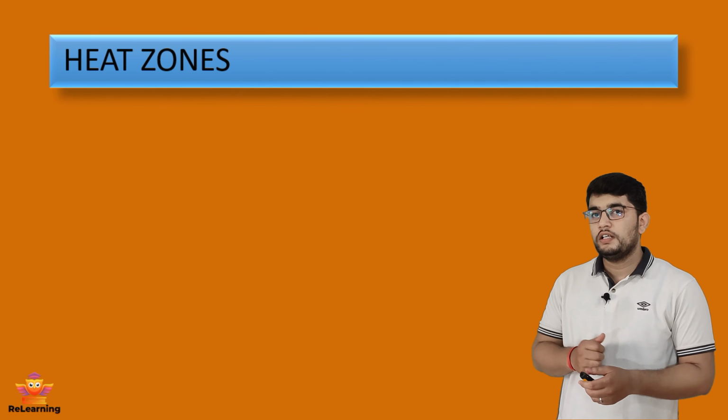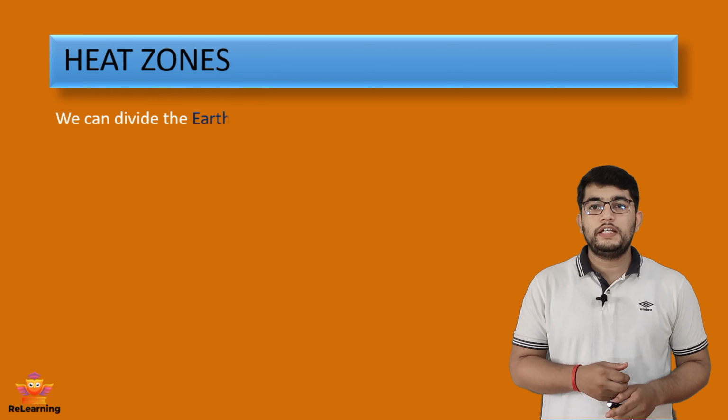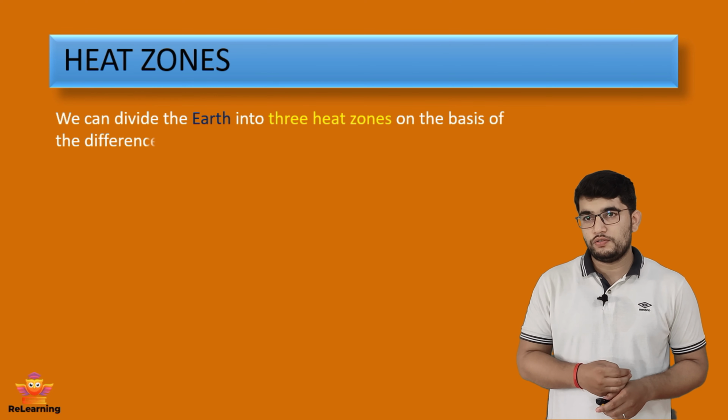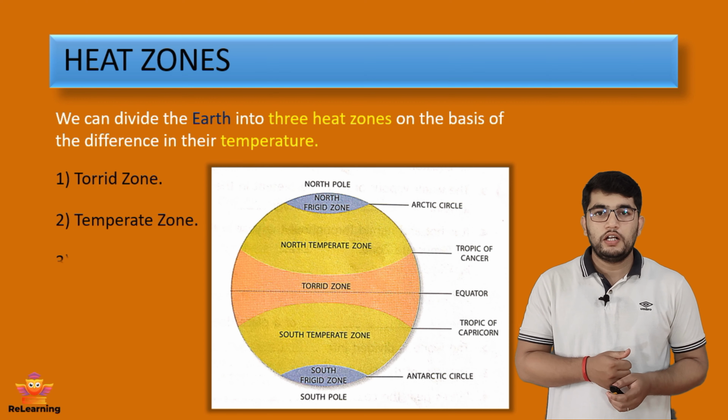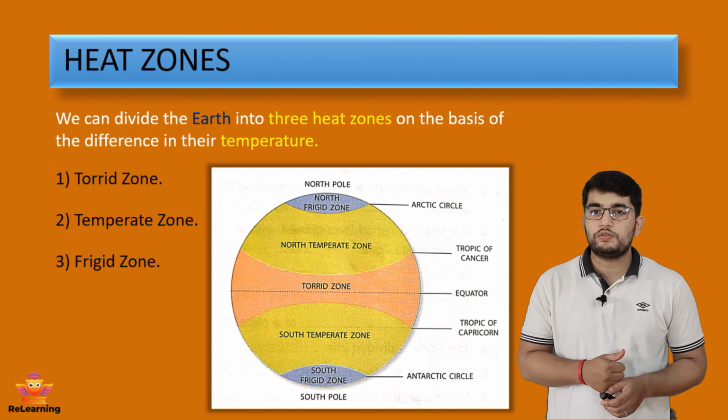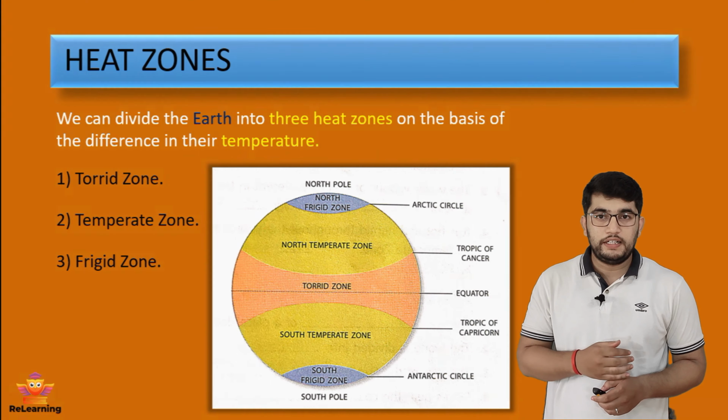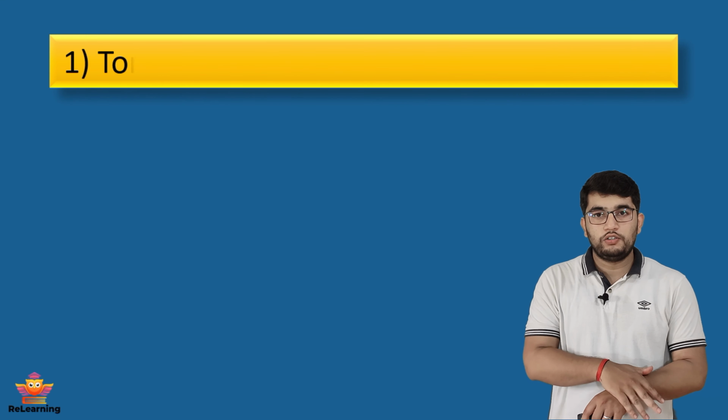Let's see the next one, heat zones. We can divide the earth into 3 heat zones on the basis of the difference in their temperature. First one, Torrid Zone, second, Temperate Zone, and the Frigid Zone. Getting it? Let's get into more details.